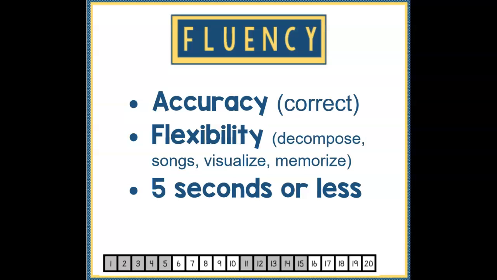Remember, just like we did with 7s, we decomposed it into 5 and 2 because those are two that are easy. Those are benchmark numbers that we know, and 5 seconds or less. So you can use any strategy. As long as you can come up with the product in 5 seconds or less, you could still be fluent.